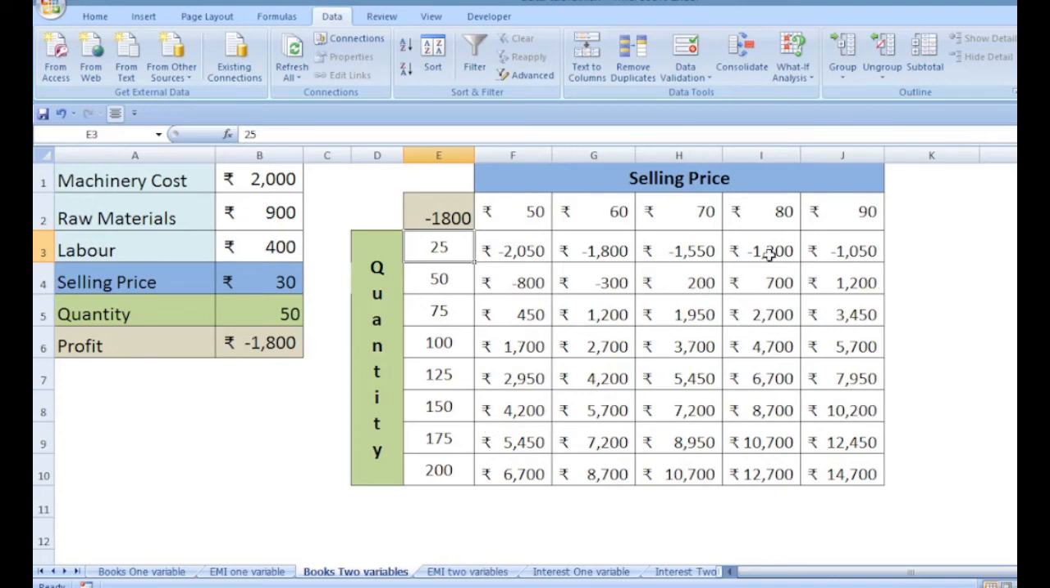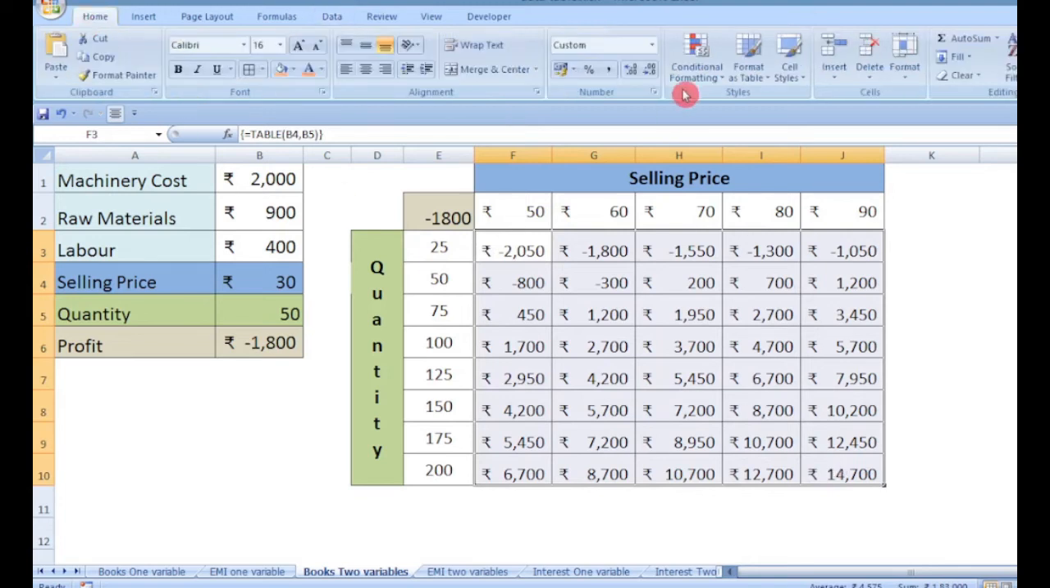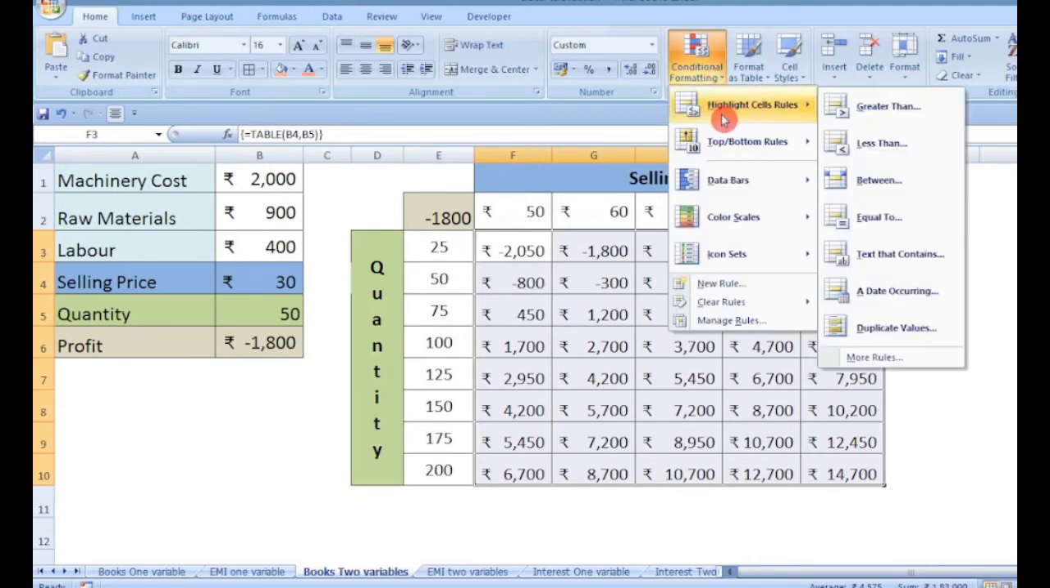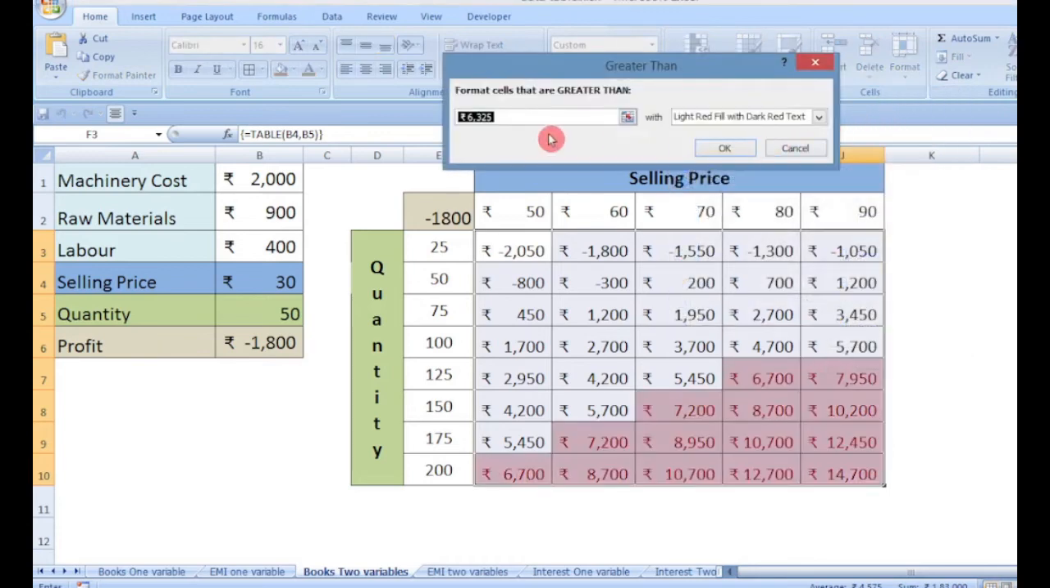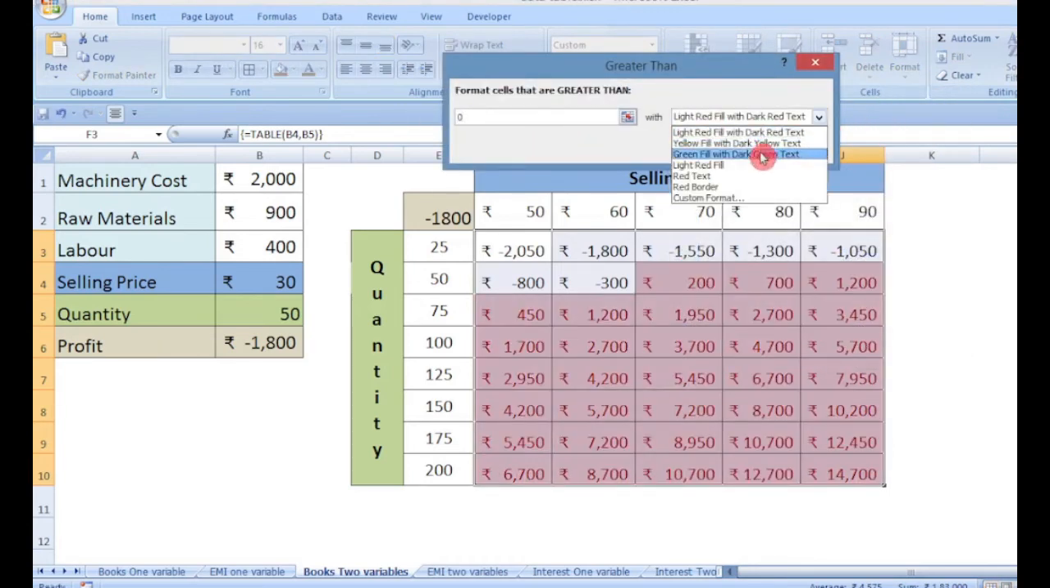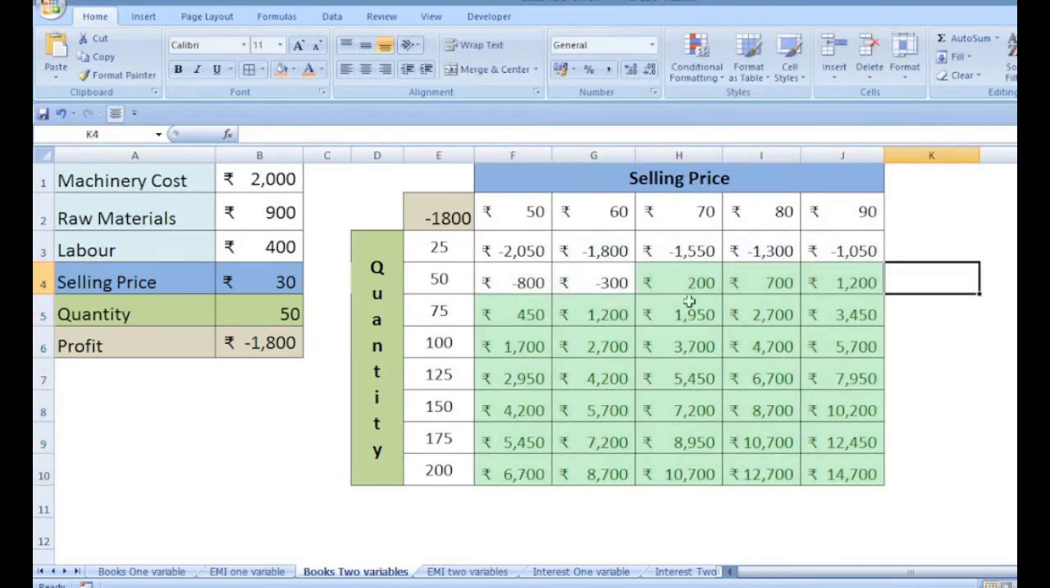So if I just want to find out which quantity and selling price I get a profit that is greater than 0, for that I select the data, go to conditional formatting and highlight cell rules, greater than. I can just say greater than 0. I can give a green fill because it is a profit. You can see that this area corresponds to the profit. So I can select any one of the quantity and any one of the selling price which is suitable for me.